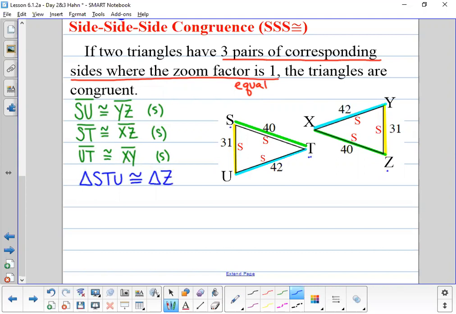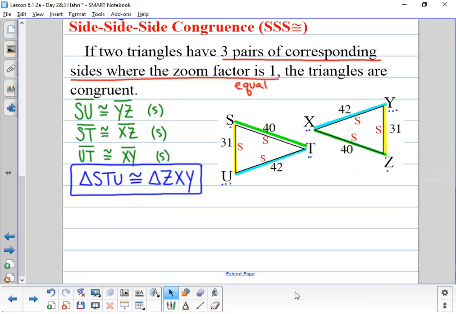T was written second. It's between the 40 and the 42, so it's going to correspond with X. And then U was written third. It's between the 31 and the 42, so it's going to correspond with Y. And there is my congruent statement for these 2 triangles, which I'm able to say is true because of side, side, side congruence. 3 pairs of corresponding sides that are equal. They have a zoom factor of 1. Then the triangles will be congruent.